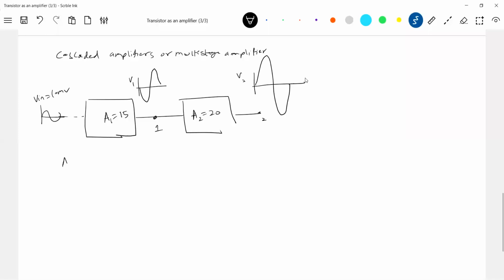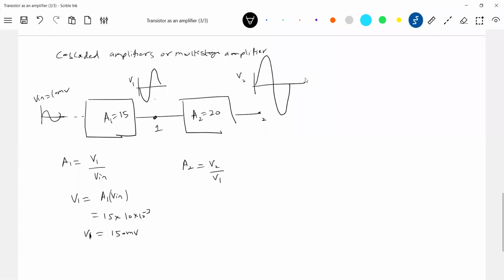So what is A1? A1 is equal to V1 by Vin. So what is V1? A1 is 15, into 10 to the power of minus 3, so 150 millivolt. Now the output of the first stage amplifier will become the input for the second stage amplifier. So therefore what is A2? A2 we write as V2 by V1.